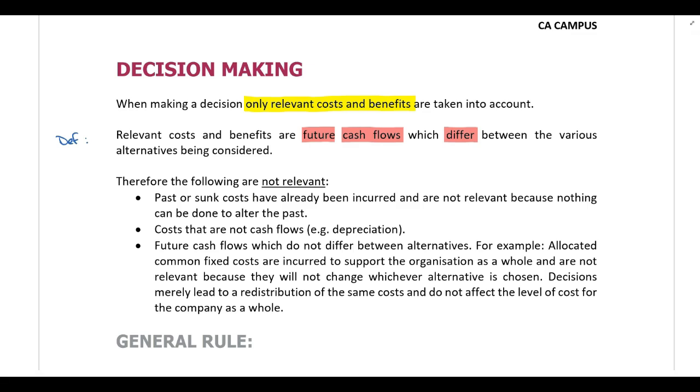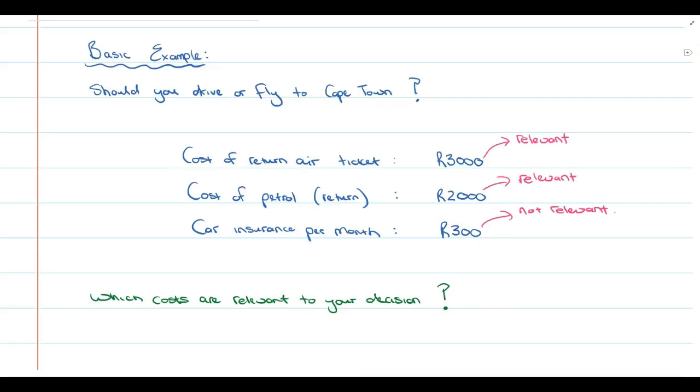So please note, guys, you can see there are three components over here. Firstly, it happens in the future. Second, it must be a cash flow. And third, it must differ between the various alternatives. Let's go and apply this definition to the basic example that we just looked at. The cost of the air ticket is 3,000 Rand. If I decide to fly, I'm actually going to have to pay 3,000 Rand in order to purchase the air ticket. So it's a future cash flow.